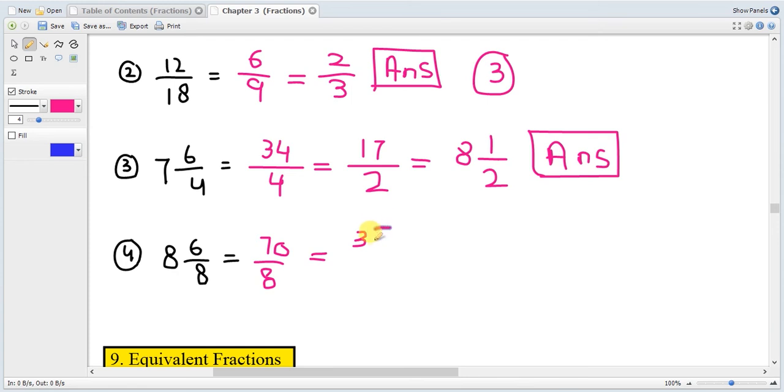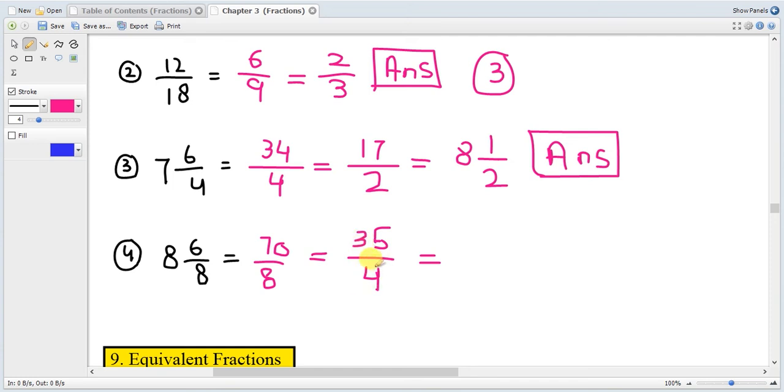So this will give me 35, or 35 times 2 is 70, or simply 7 divided by 2 will give you 35, and 4 times 2 is 8. Now can this be further simplified? No. So now convert it back into the mixed fraction. So this will give me what?